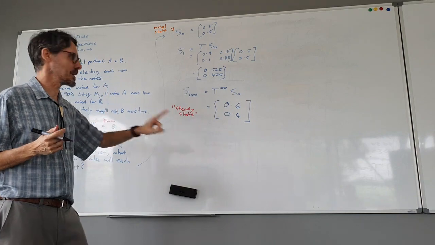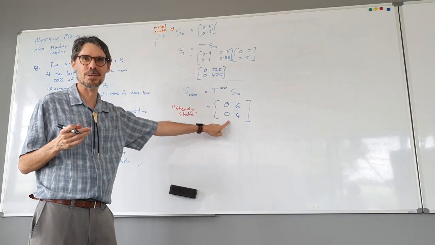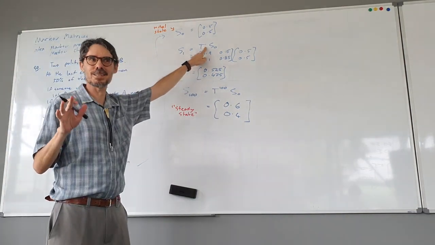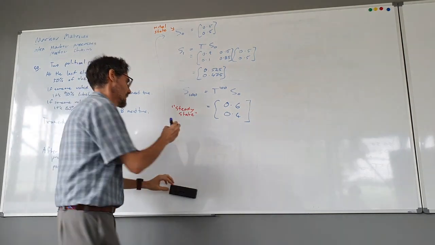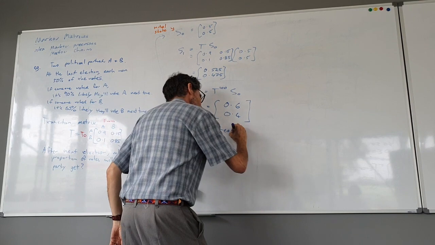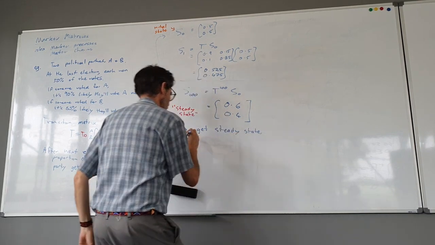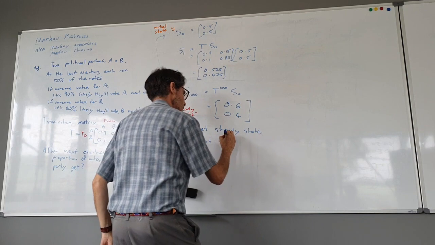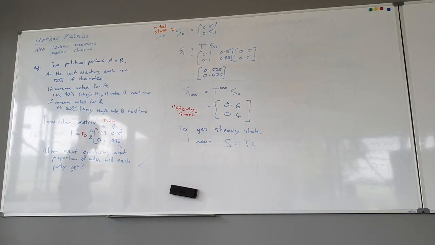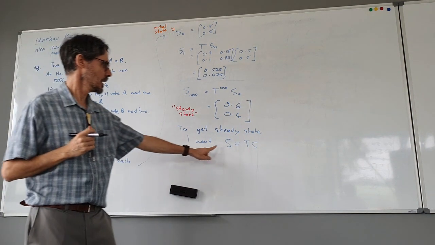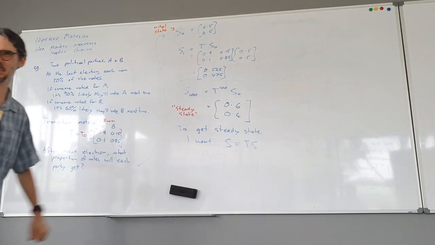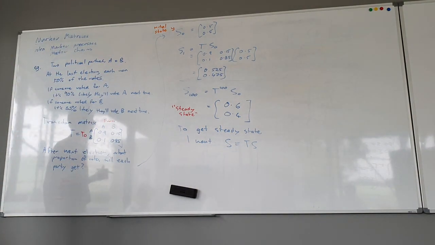What I'm asking for is a state matrix that when I multiply by my transition matrix, it doesn't change. To get the steady state, I want S equals TS. What we just looked at is actually an eigenvector. They turn up in all kinds of interesting places.